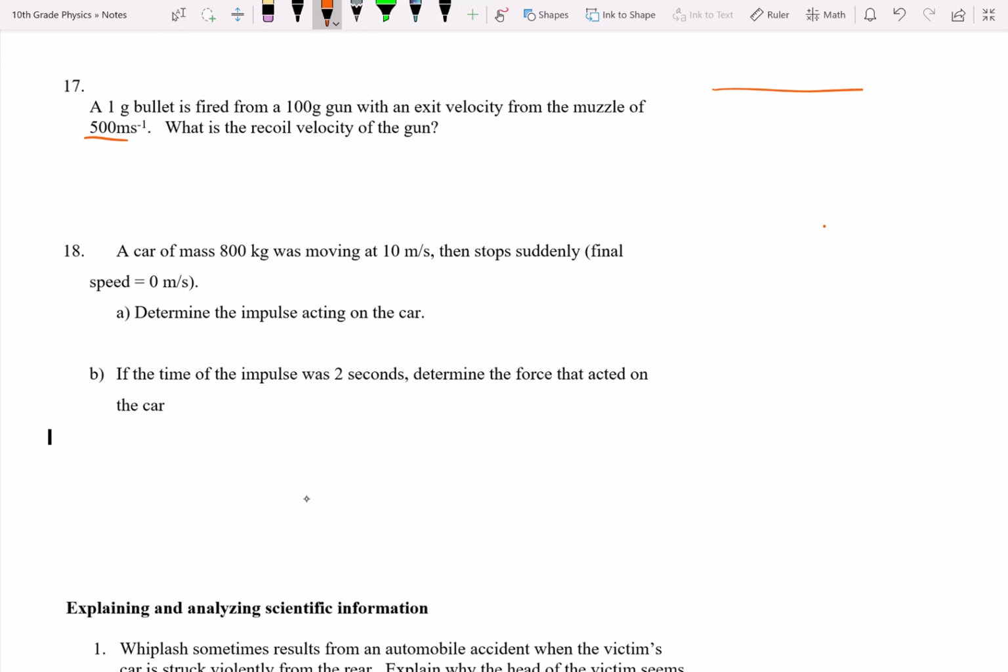Basically what's happening here is here's our gun, a silly little gun. The bullet leaves this way with a force, right? And Newton's third law says that every action has an equal and opposite reaction. So the force of this bullet going out this direction means that there's an equal and opposite force going in this direction, right? So let's calculate the momentum of the bullet. It's going to be 0.001 kilograms times its velocity, which is 500 meters per second.